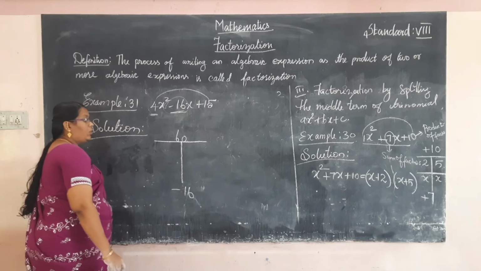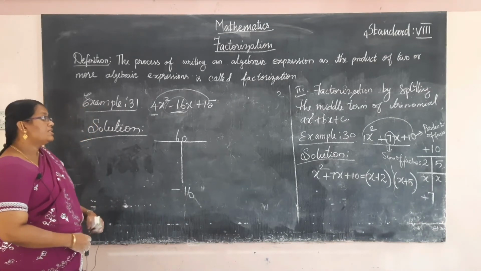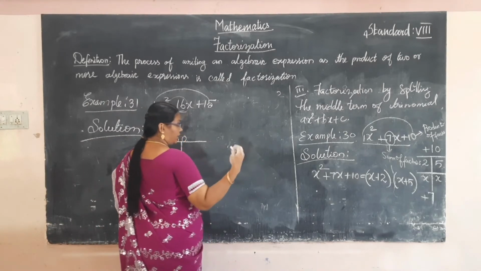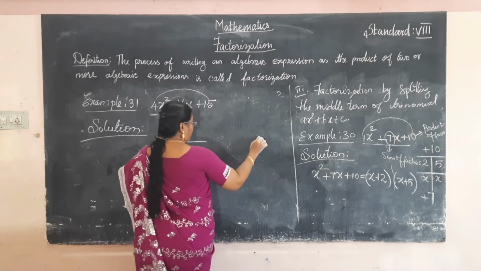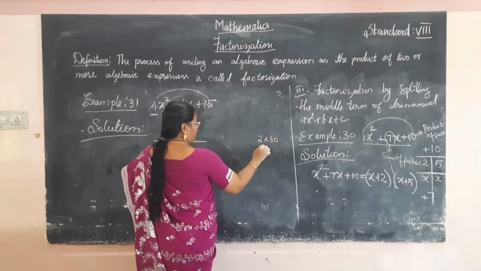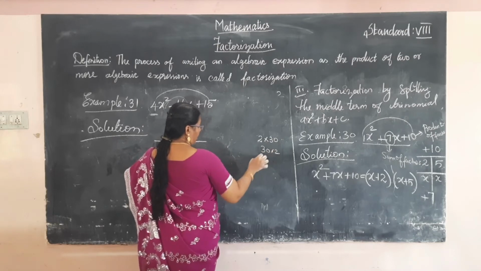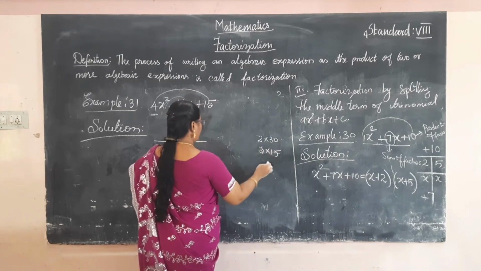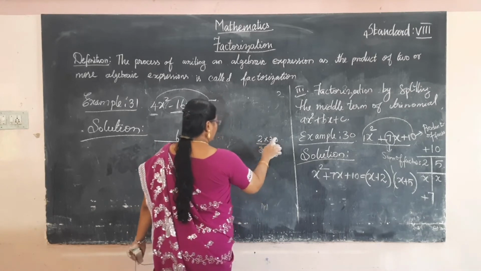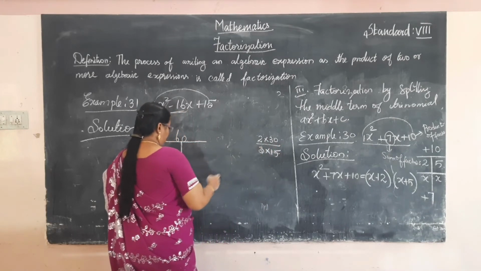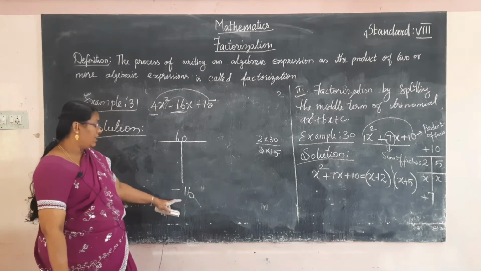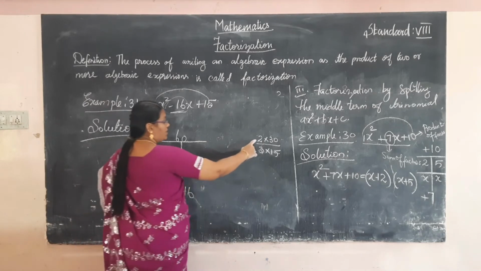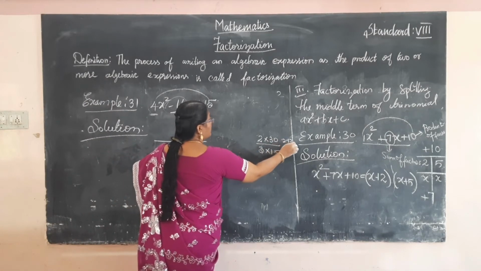Now calculate what are the possible factors for 60. What are the factors of 60? In a rough work area: 2 30s are 60, 3 20s are also, and next one 4 15s. So see, 2 30s are 60. The sum value we need is minus 16. So it's not possible. The sum value is 2 plus 30, which is 32.